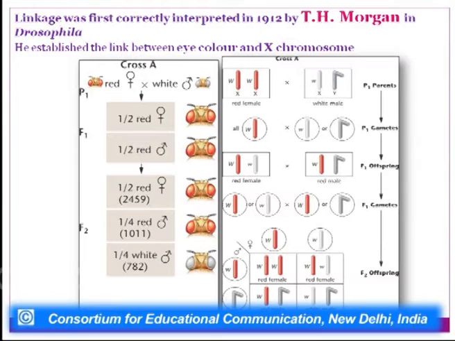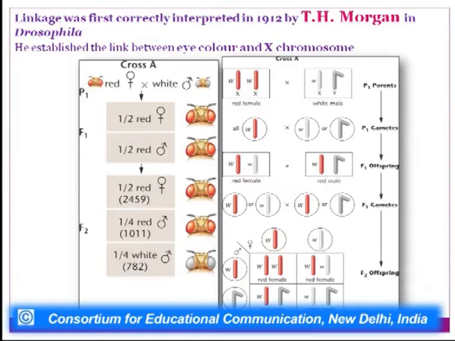So in the F1 offspring, you obtain both males and females, but all females were red because they carry the X chromosome containing capital W, and all the males were red because the red female contributed the X chromosome containing capital W to the male. So F1 offspring all have red eye color, irrespective of whether male or female. In the F1 gametes, because it is a heterozygous red female, it will produce two kinds of gametes. One will contain the capital W, the red eye gene, and the other will contain a small w, or white eye gene. And the male will produce an X chromosome containing the capital W gene and the Y chromosome.